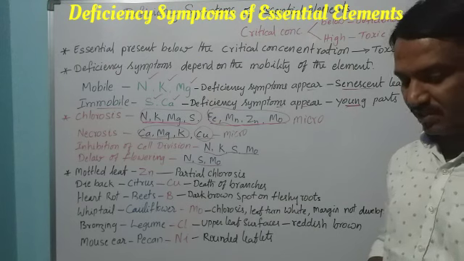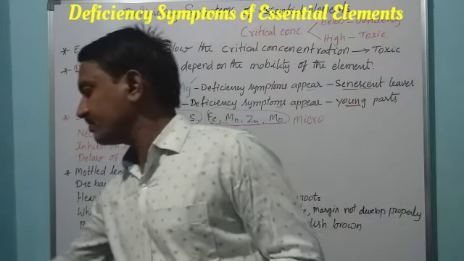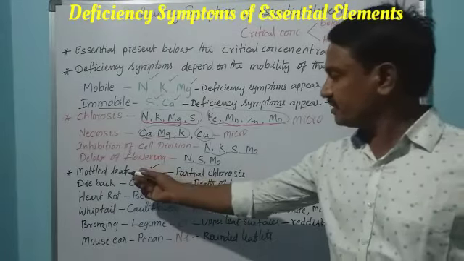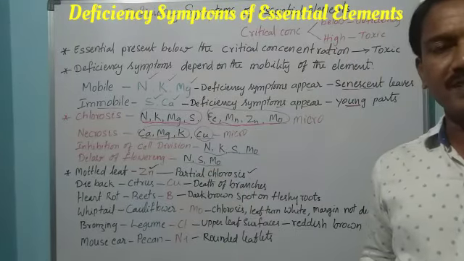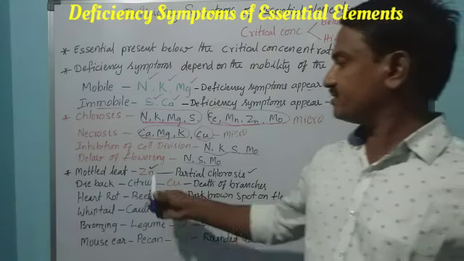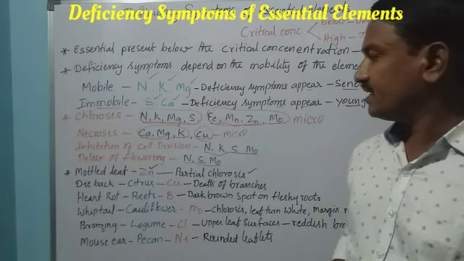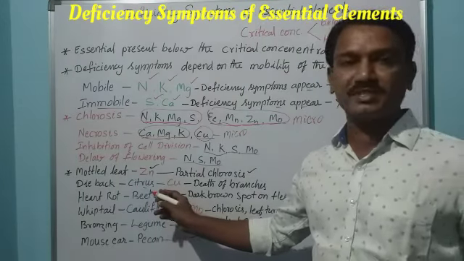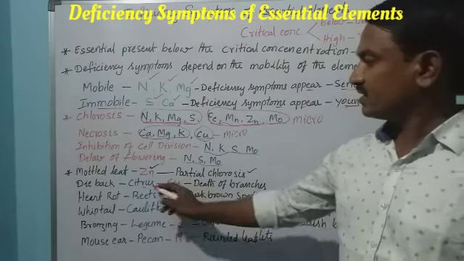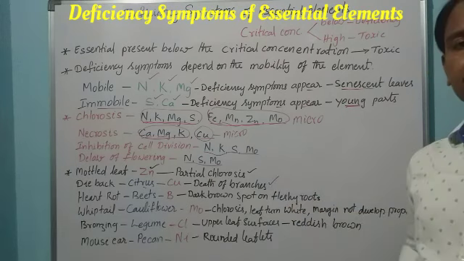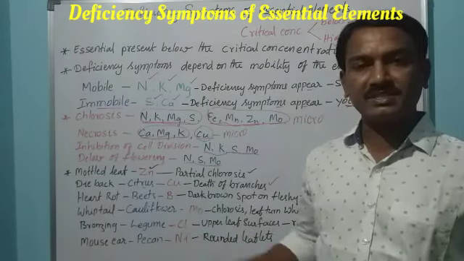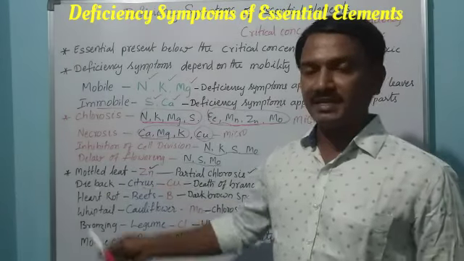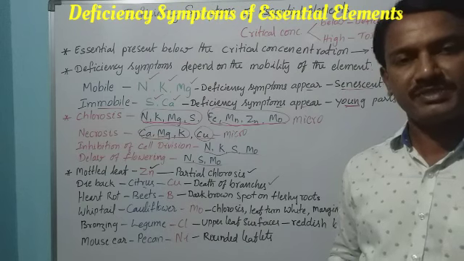Mottled leaf is caused by deficiency of zinc. Mottled leaf means partial chlorosis. Then, dieback in citrus plants is caused by deficiency of copper. Dieback means death of branches. When copper is deficient, the branches die.